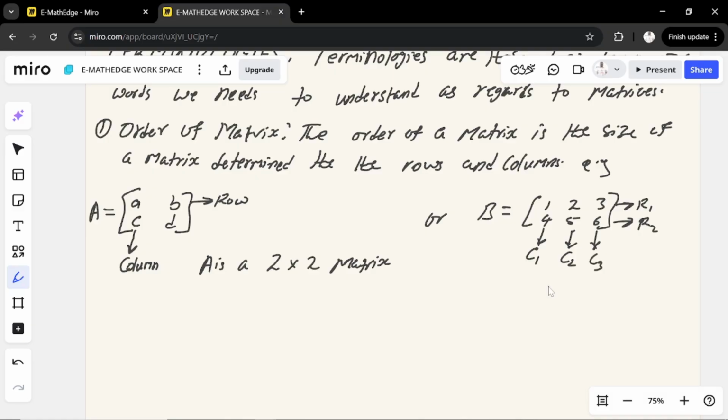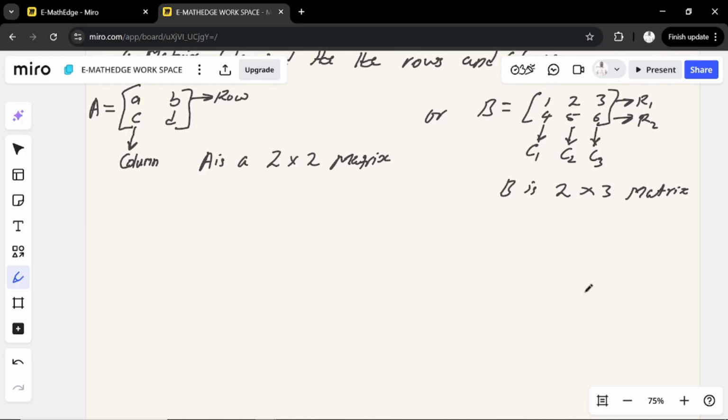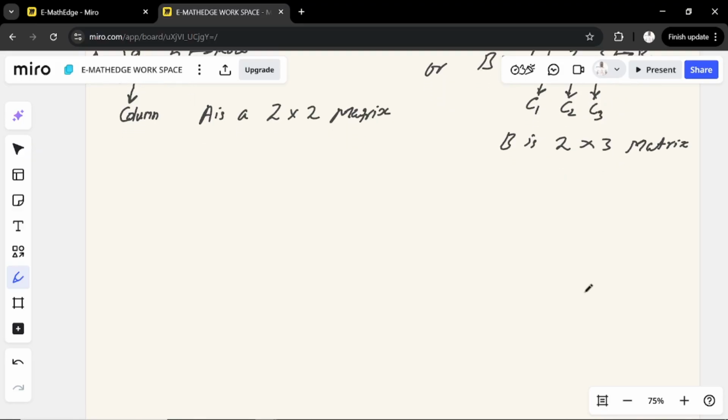So in this case, how many rows do we have and how many columns do we have? We have two rows, which is row 1, 2, and we as well have three columns, which is column 1, 2, 3. So in this case, we can say that the order of this matrix B is a 2 by 3 matrix. So that is about the order of a matrix.